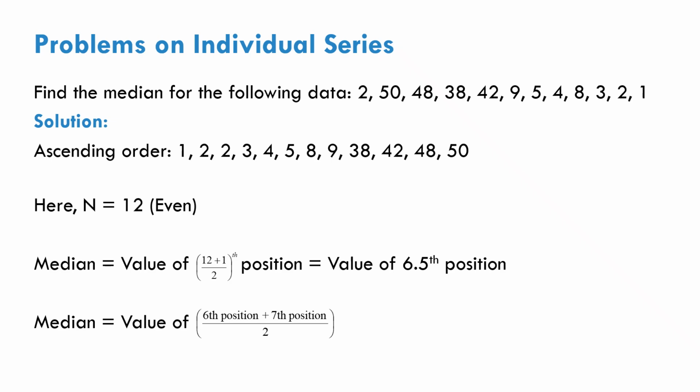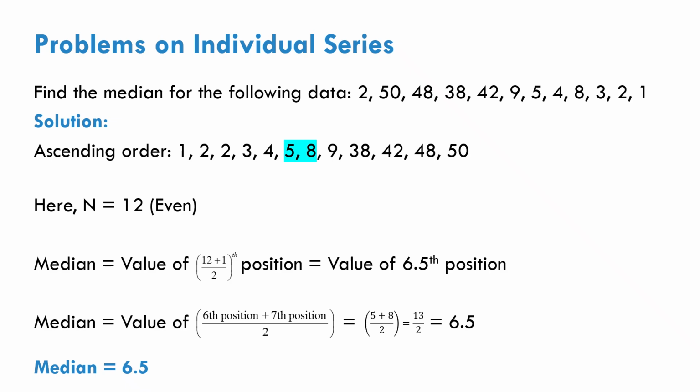So first we will find the value of the (n plus 1) by 2th position. Here n equal to 12. So we replace n by 12. So 12 plus 1, 13 by 2, that is the 6.5th position. Since there are an even number of observations, the median position is the 6.5th position. As there is no 6.5th observation, we take the preceding and succeeding integer positions of 6.5, that is the 6th and 7th observation. Here the 6th position is 5 and the 7th position is 8 in the arranged ascending order data.